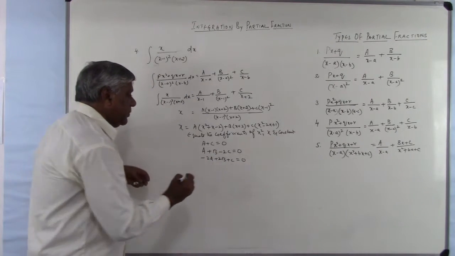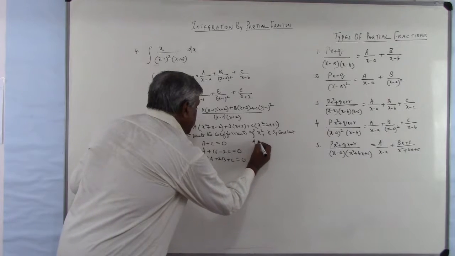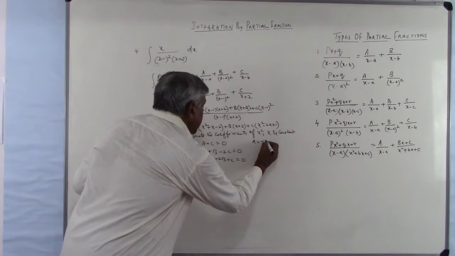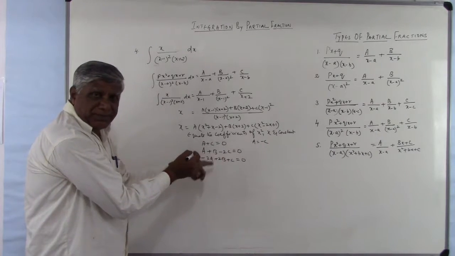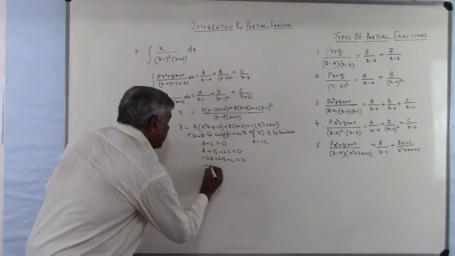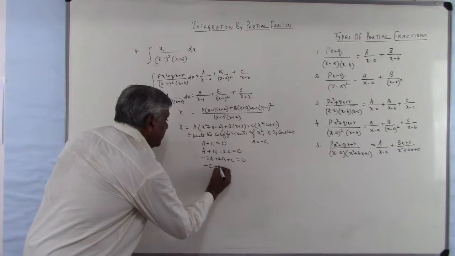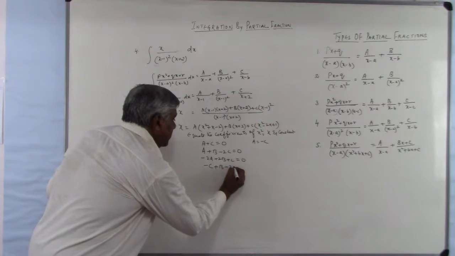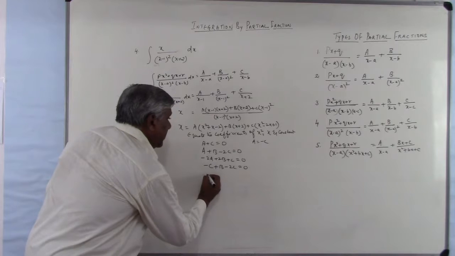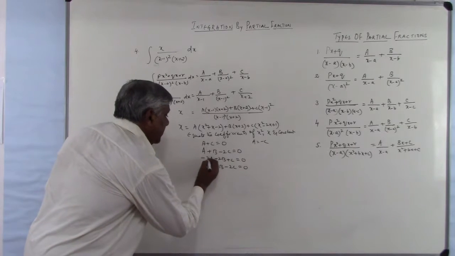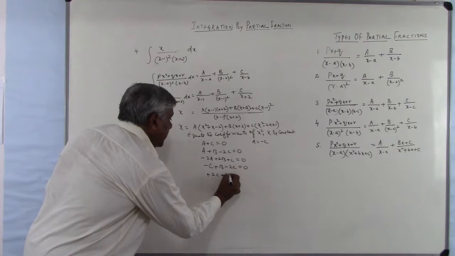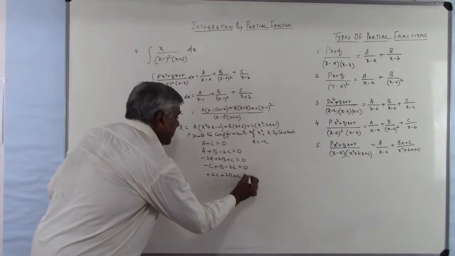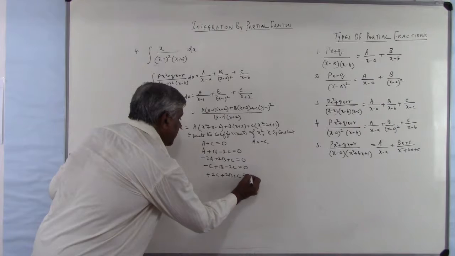Now what do we have? A is equal to minus c. Therefore, wherever a is there, we will substitute minus c. So minus c plus b minus 2c is equal to 0. Minus 2 times minus c is plus 2c, plus 2b plus c is equal to 0.